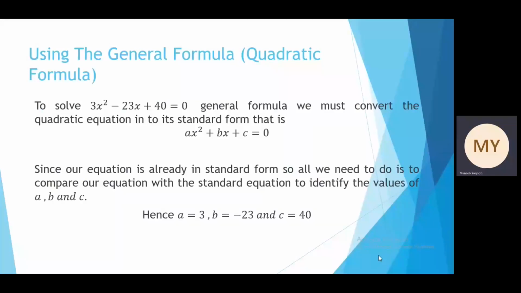So we can easily identify that our a is 3, b is minus 23 and c is 40. Now to solve the equation using the general formula, we must know that the general formula is x equals minus b plus minus under root of b square minus 4ac whole divided by 2a. This formula directly gives us the roots.